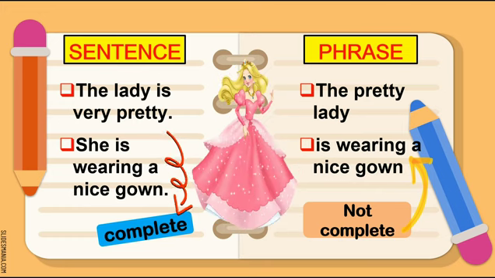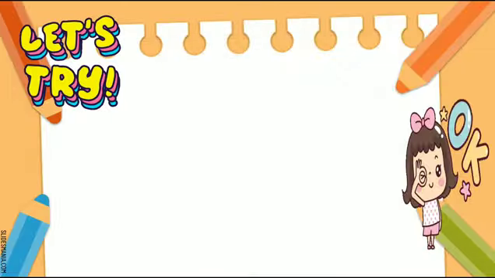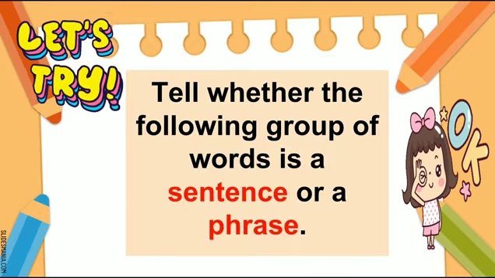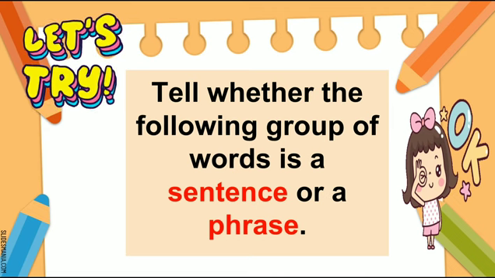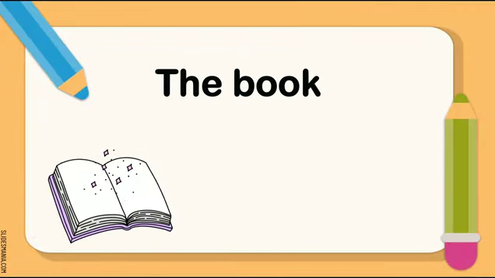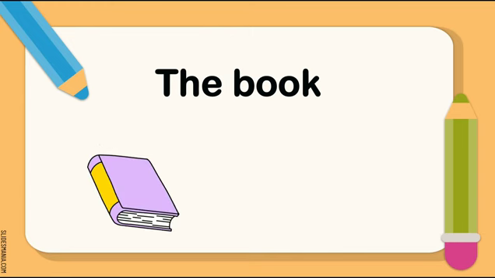Okay, if you understood what sentence and phrase are, then let's try to do some exercises to just find out if you have really understood it. So if you're ready, let's begin. For this activity, let us tell whether the following group of words is a sentence or a phrase. First one, the book. So what do you think? Is this a phrase or a sentence?